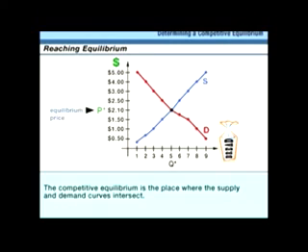And when quantity supplied and quantity demanded are equal at a particular price, there is no further tendency to change. This is what a competitive equilibrium looks like. And usually we will mark the price and quantity with lines down to the axis to show us the price and quantity at which the market has a stable outcome.